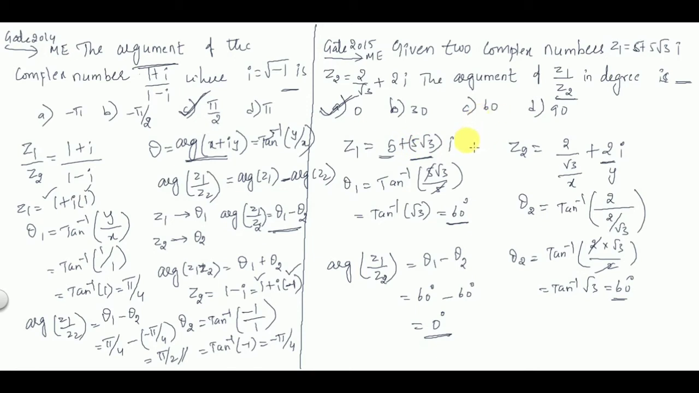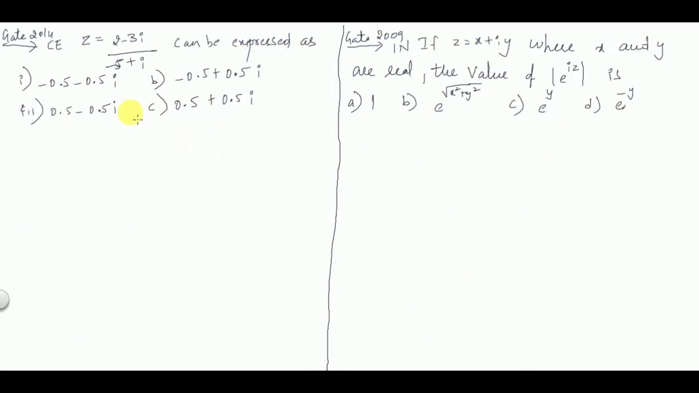Okay, so next problem we'll see. This question was asked in GATE 2014 for civil engineering branch. In this he has given a complex number of this type, and he has asked to express it in only the numerator, that is only the complex number type.